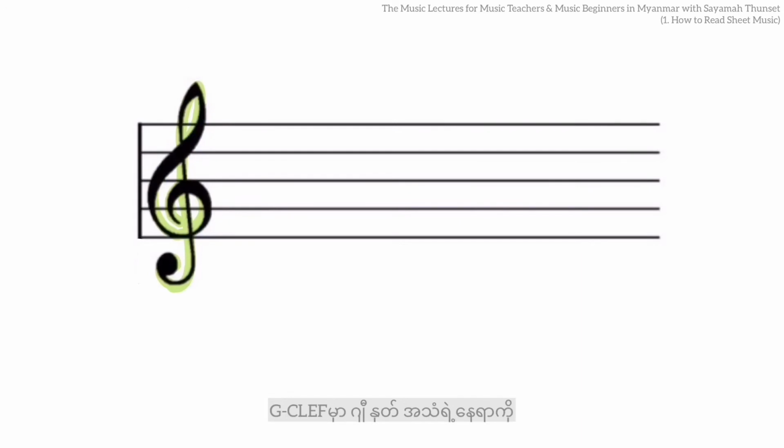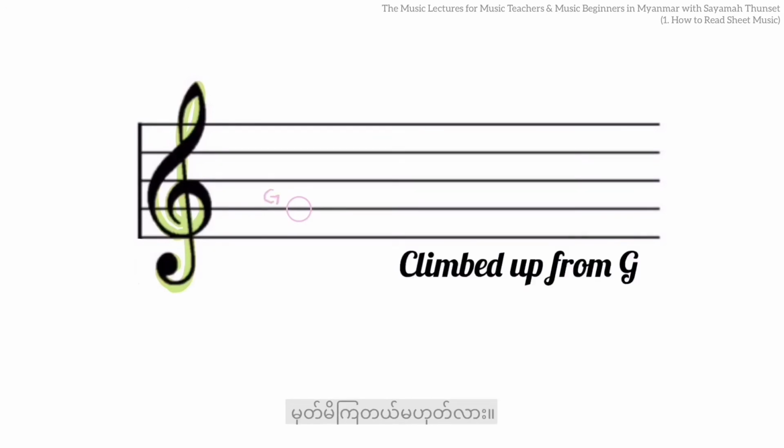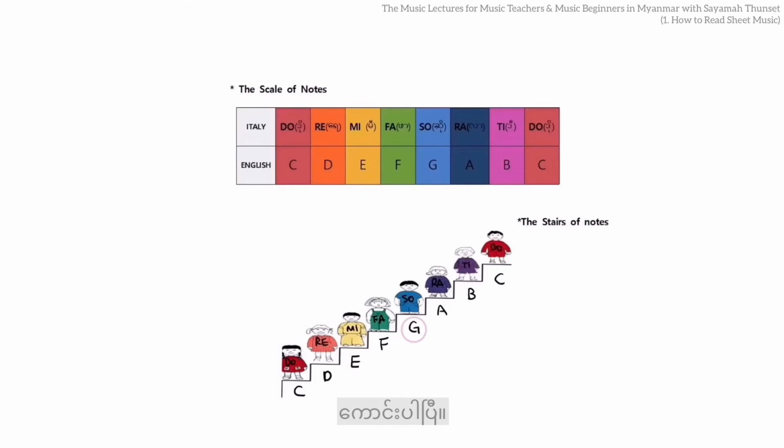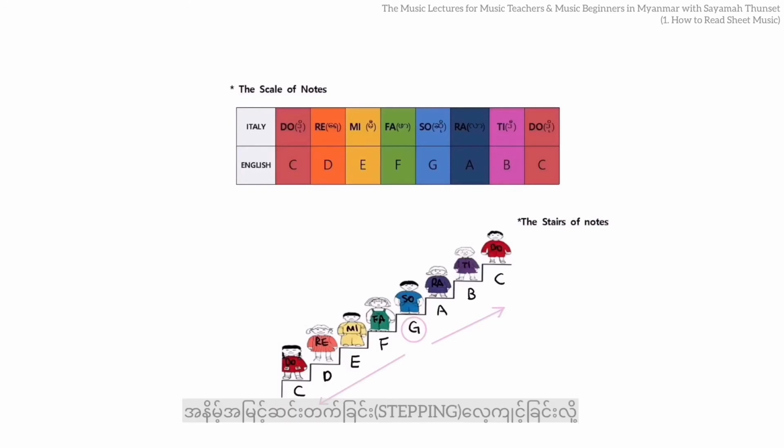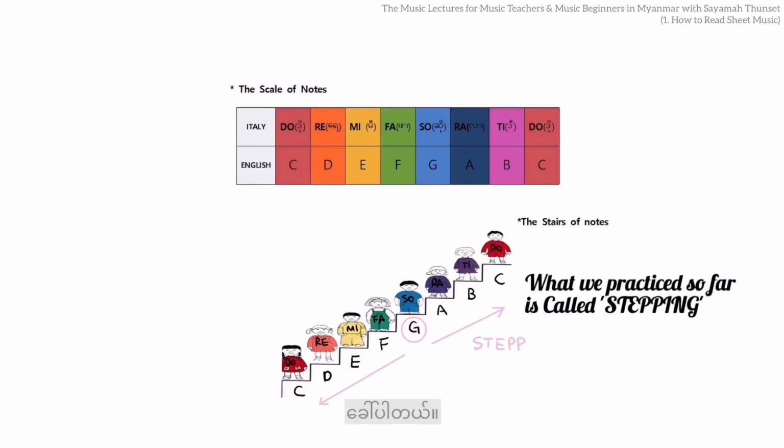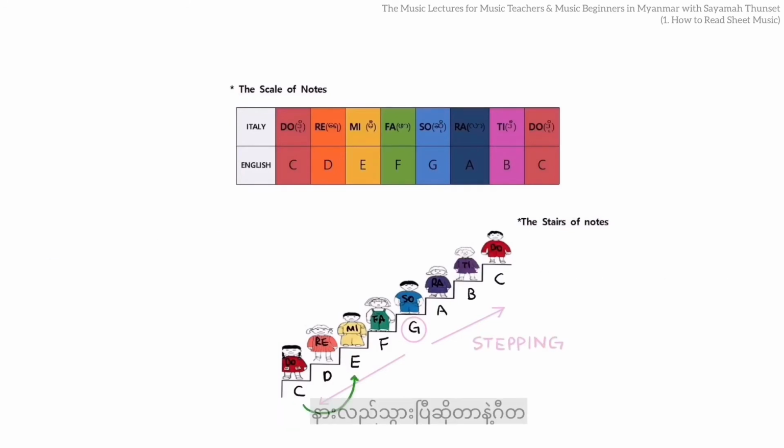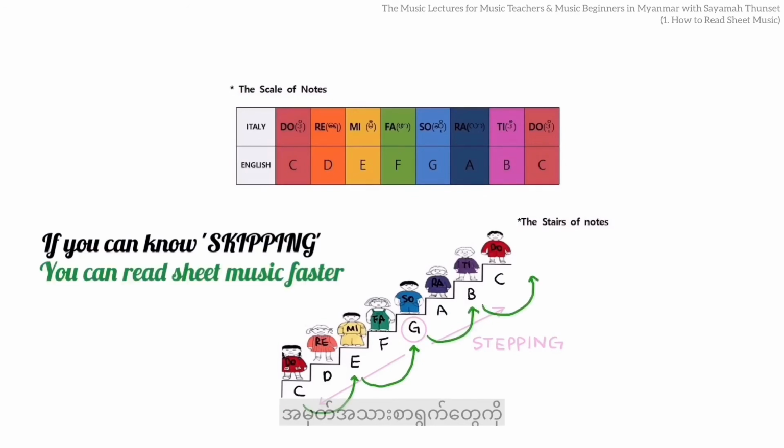Now we know exactly where the G is through the G clef. Do you remember what it was when you climb up from G? Right, you can go up in the order of G, A, B, C. Go down to G, F, E, D, C. What we practiced so far is called stepping. But if you know skipping, you can read sheet music faster. Let's practice.